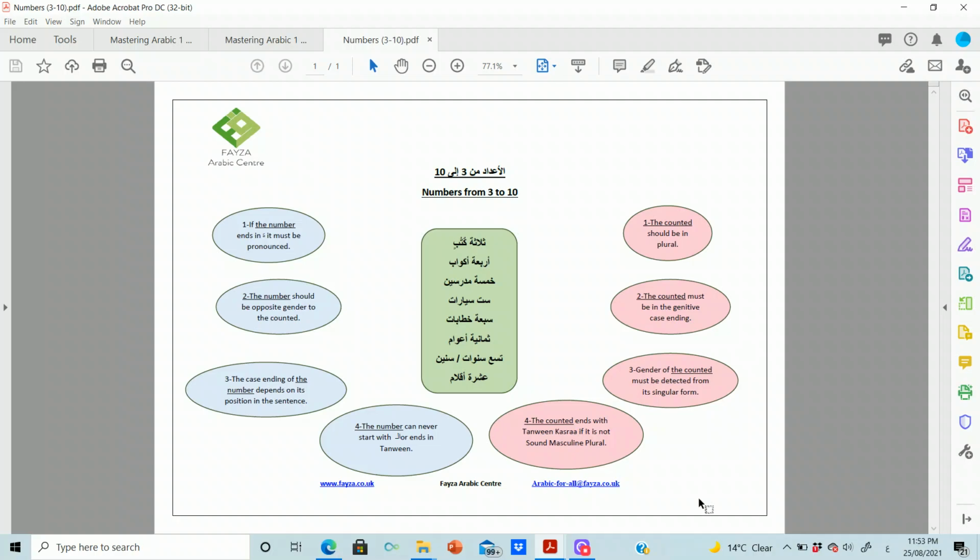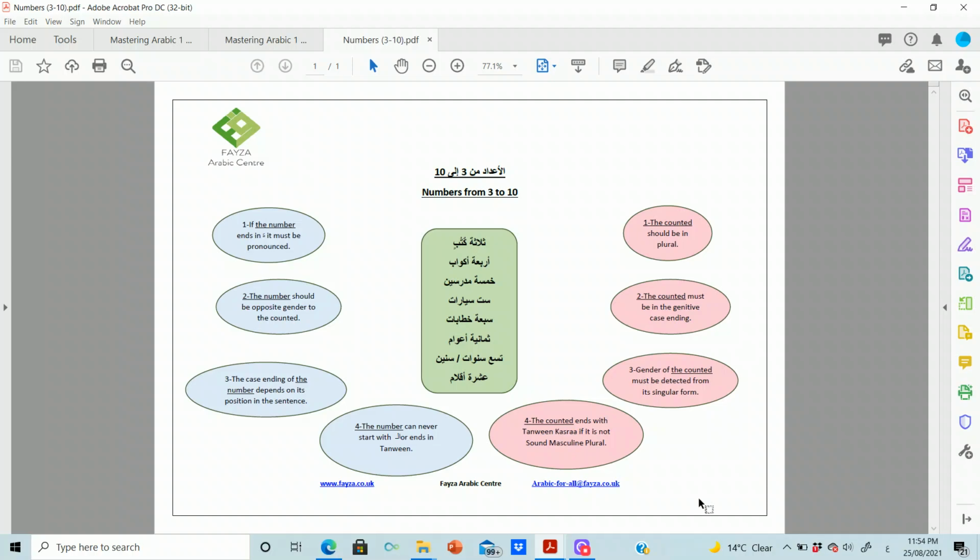When we say genitive case ending, this can be expressed through kasra, like kutub, like akwab. But when we come to mudarrisin, which is sound masculine plural, in that case the genitive case ending is going to be expressed through a ya nun. Why? Because the type of this word is sound masculine plural. It's one of the types of words that express their case ending through letters rather than haraka.